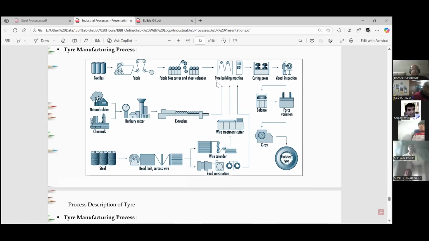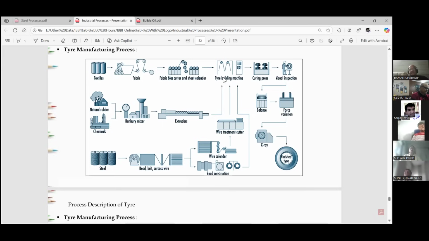Okay. So in a tire building machine, first layer of the rubber sheet comes. Over the sheet, second layer of the fabric comes. Over the fabric, third layer of the rubber sheet comes. Over the rubber sheet, fourth layer of the wire comes. And again, it is covered by the rubber sheet. So this is how layer by layer formation is made in the tire building machine.